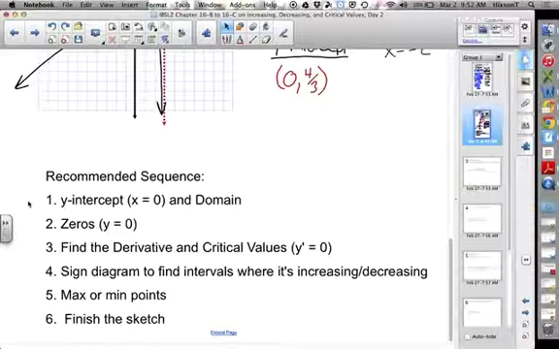And then finally, it's basically connect the dots. Okay, because you have a whole bunch of points already there. You have asymptotes or holes or whatever you need. And now it's just to use your sign diagram and the points that you have to finish off your graph.